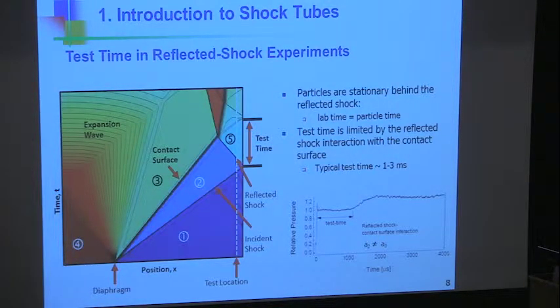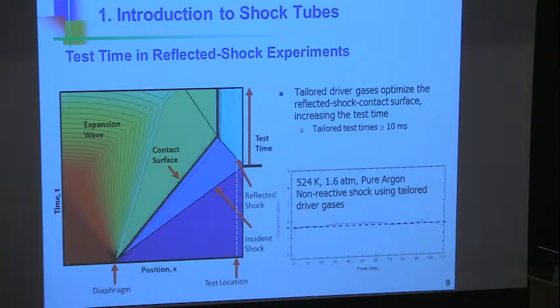If you're doing chemistry at 4,000 degrees Kelvin, you're done in a millisecond anyway. But if you want to do chemistry at 600 degrees, well, I need more time. We might try to get 4, 5, 10, 20 milliseconds. This is the case where you've tailored it. Now this interface moves vertically, meaning that it mitigated that problem, the wave interaction problem. Now you can extend the test time. How long can you extend the test time? Well, eventually this rarefaction wave comes along, comes down. That might be 10 milliseconds, 15 milliseconds, depends on the geometry and the test gases.